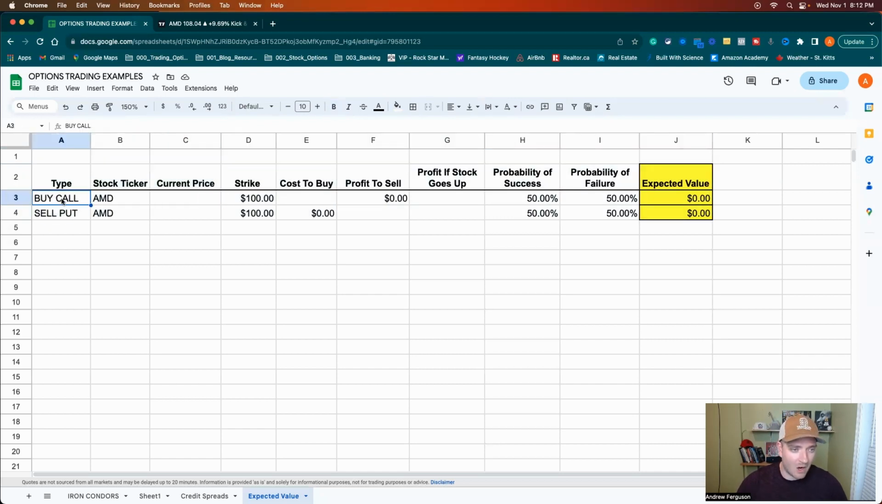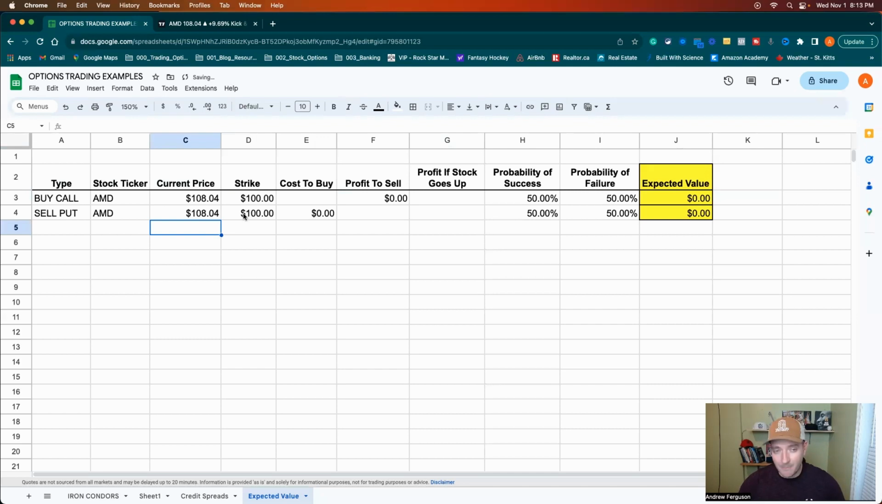We know that we want to buy a call or sell a put on AMD, so let's get the current price of the stock. To do that, we can type in the nice little formula here, and I'm going to cheat a bit and have this come over from a different spreadsheet and just pop it in there for you. Google Finance, NASDAQ, AMD price. That's going to give us the current price of AMD just for reference right there.